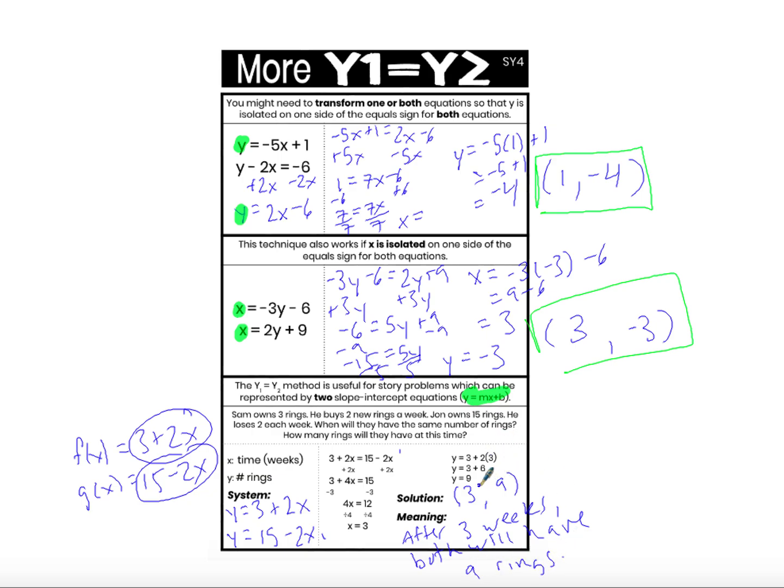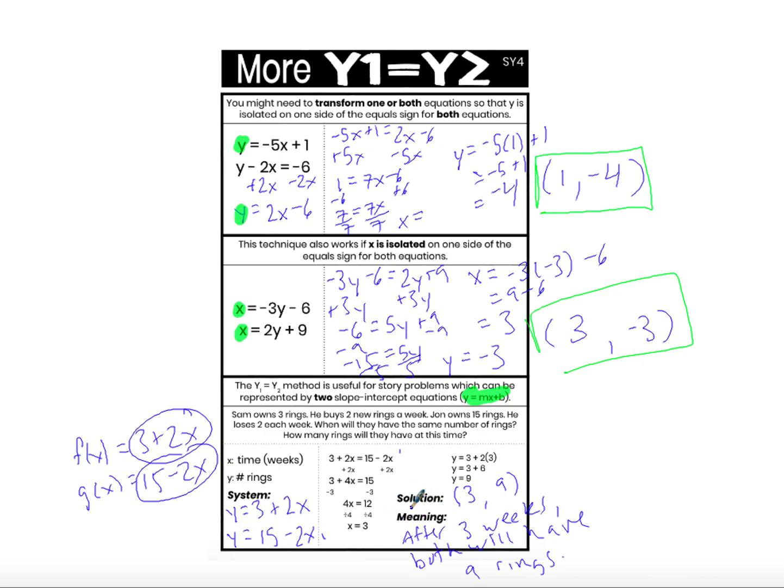So we could have checked that. Does this fit for John? He has 15. He has subtracted 2, 3 times. So 15 minus 2 times 3, 15 minus 6 is 9. So yep, after 3 weeks, this describes how many rings Sam has, and after 3 weeks, he has 9 rings. This describes John, and after 3 weeks, he also has 9 rings.